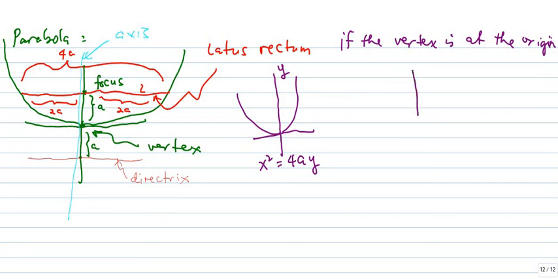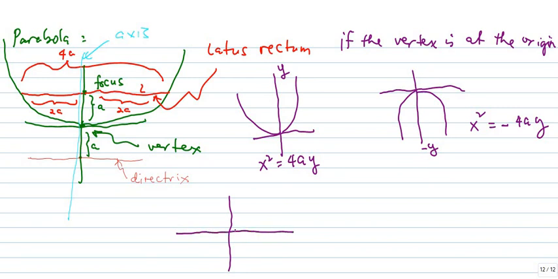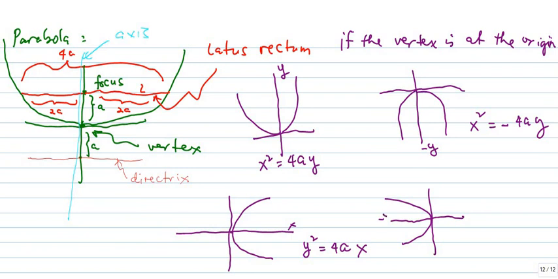If the parabola is opening downward, this is opening to negative y, then our equation is x squared equals negative 4ay because it is opening to the negative y. Now, if the parabola is opening on the positive x, which means linear in x, our equation is y squared equals 4ax. And if the parabola is opening to negative x, our equation is y squared equals negative 4ax.